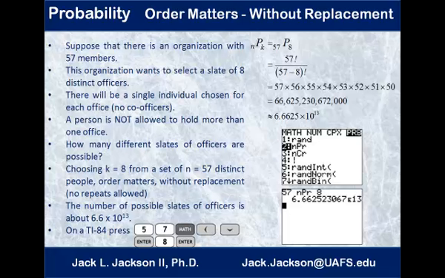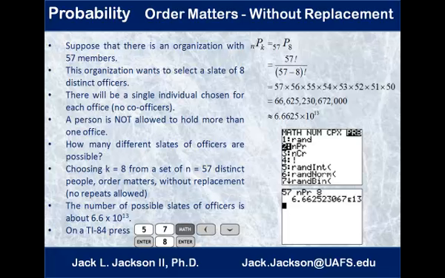And if you multiply all those out, I used a TI-89 calculator for this, so that it would show me all the digits, and it turns out to be 66,625,230,672,000 different ways, or approximately 6.6625 times 10 to the 13th. Now, there's a shortcut for this built into your calculator.